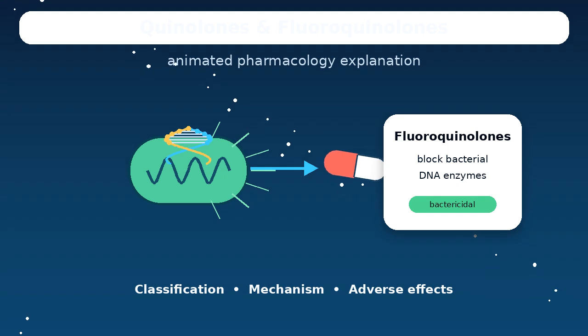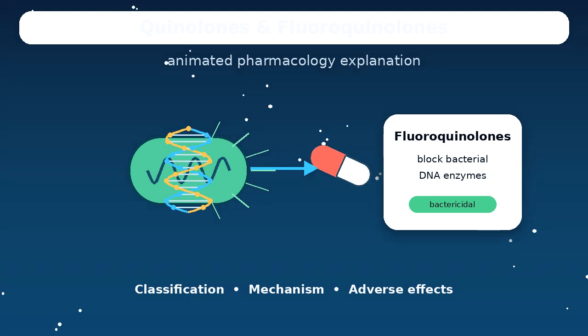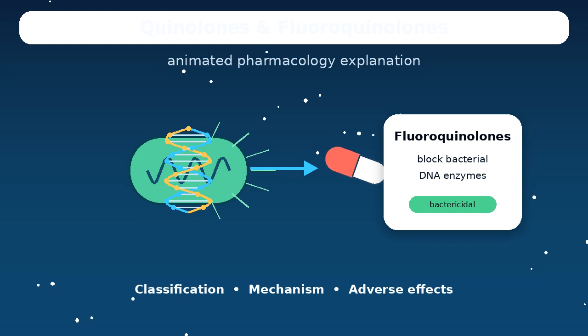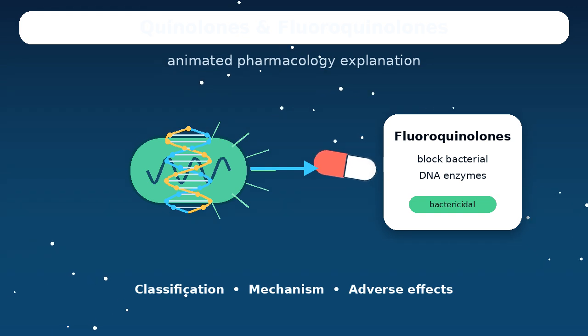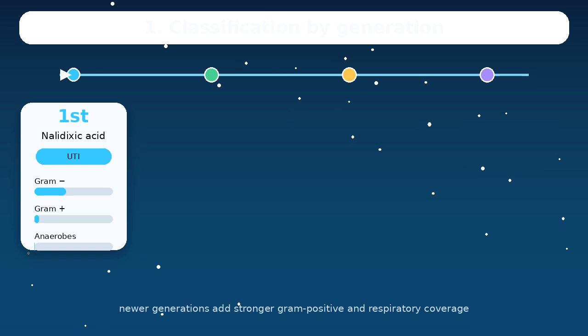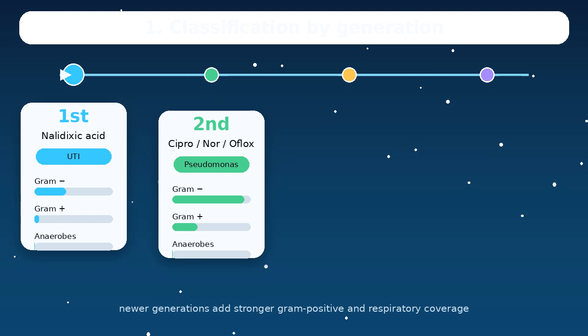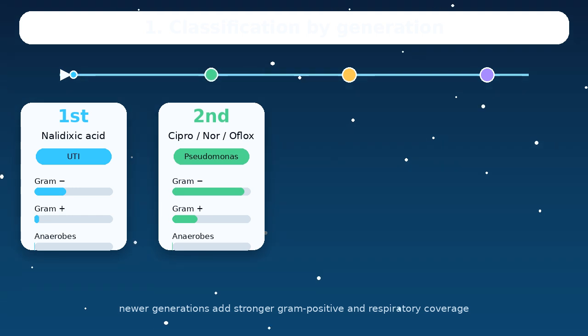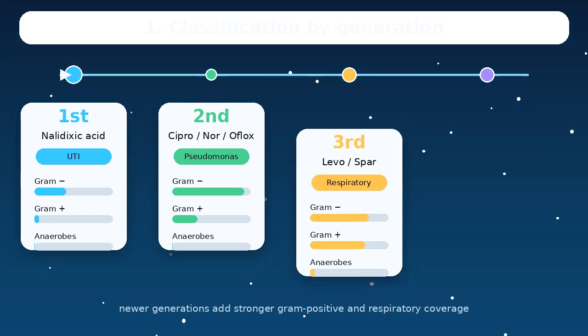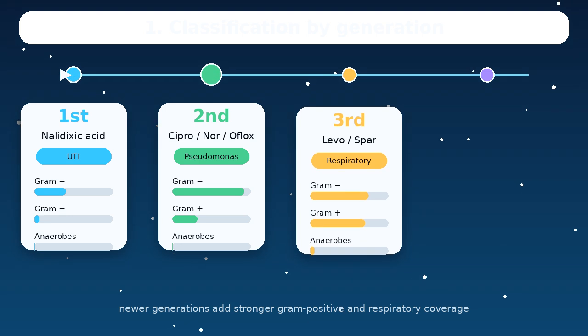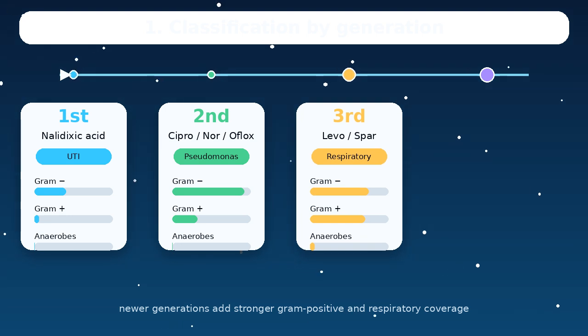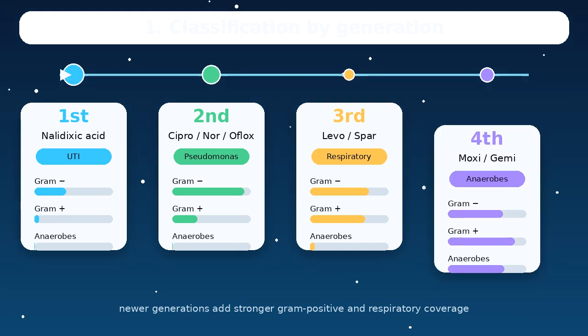Quinolones are broad-spectrum antibacterial drugs. They work especially well against many gram-negative bacteria, and newer fluoroquinolones also cover important gram-positive and respiratory pathogens. First-generation quinolones include nalidixic acid. Their spectrum is mainly gram-negative, and their clinical use is limited today, especially to uncomplicated urinary tract infections.